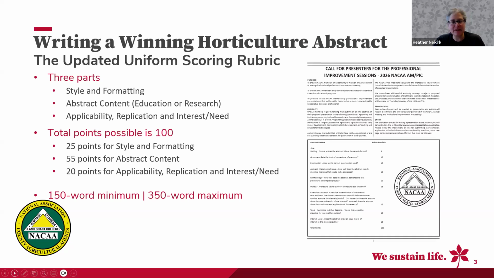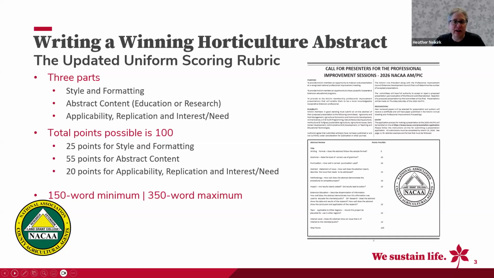And so, the updated uniform scoring rubric. Whenever we start to think about submitting these things, it's always important to know where you're headed. Basically the new rubric has roughly three parts: style and formatting, abstract content, that's the meat of it, right? So either we're writing an abstract for education or we're writing a research abstract. And then we have applicability, replication, and interest or need. So three core parts to that. You can see how those points are divvied out there.